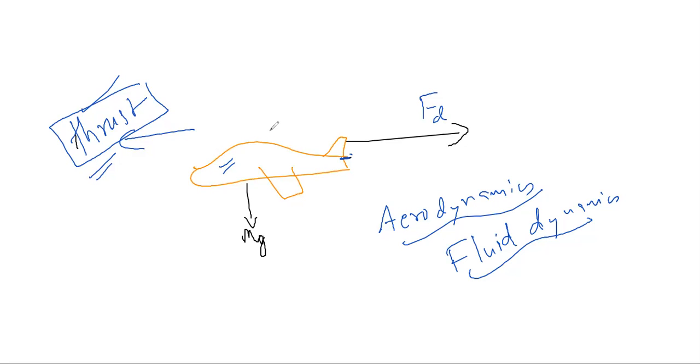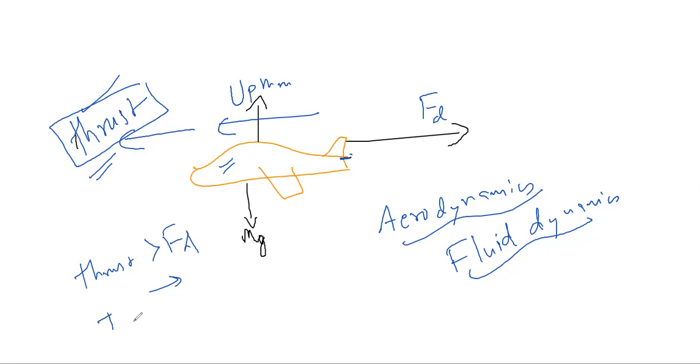Okay, so that is upwards. Yes, this is upthrust, right? Upwards. This is upthrust. So there are four forces acting on it. Now, if thrust is greater than the drag, then this plane will accelerate forward.